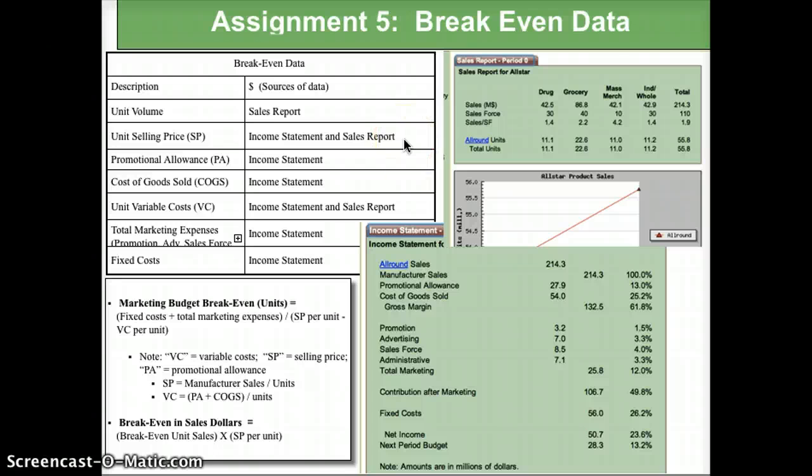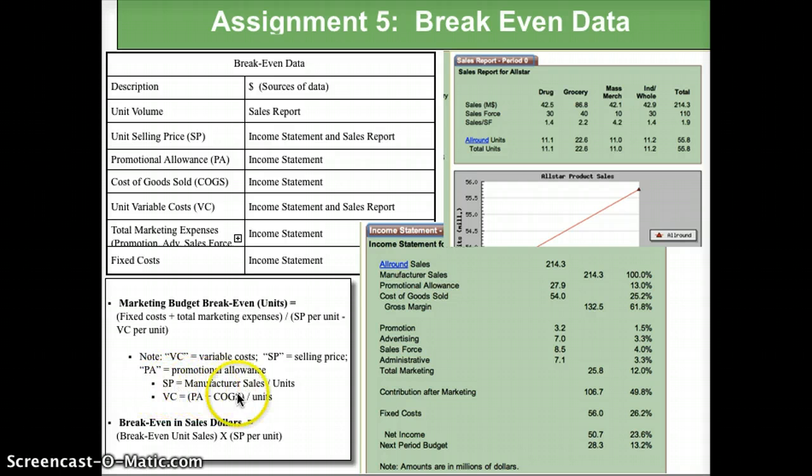So for example, if you want to know the unit sales or unit sales volume, you can pull that from the sales report, which is the report shown here. If you want to know the unit selling price, you will combine information from both the sales report, which will give you total unit sales, and your income statement, which will give you manufacturer sales in dollars. So this is sales in dollars from the income statement. The sales report will give you sales in units. And here we have shown you how to calculate the selling price.